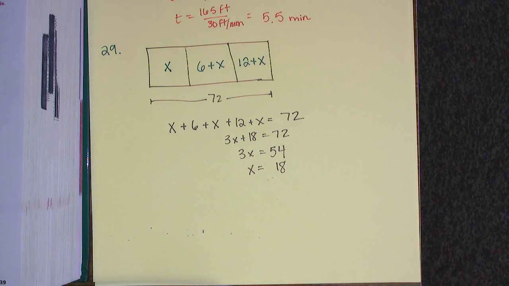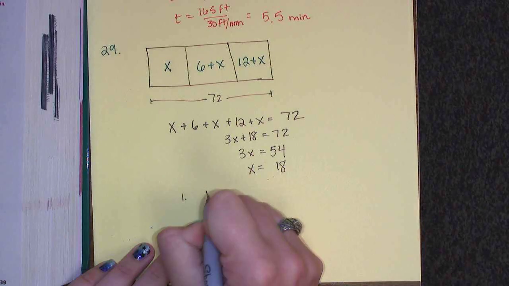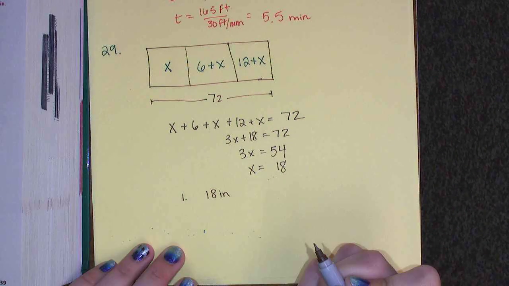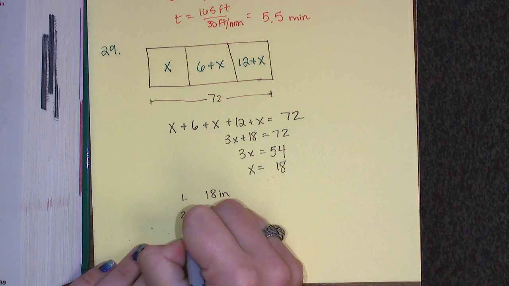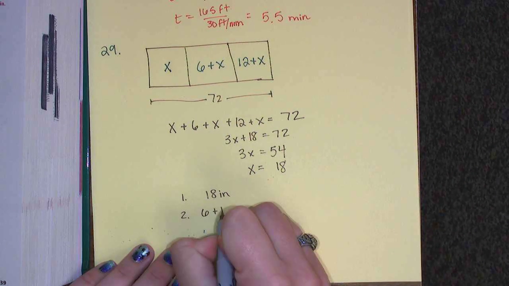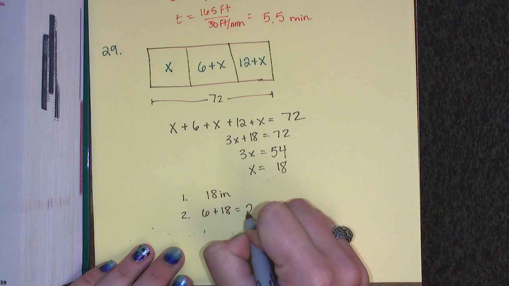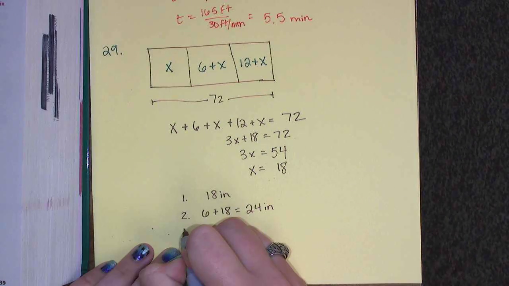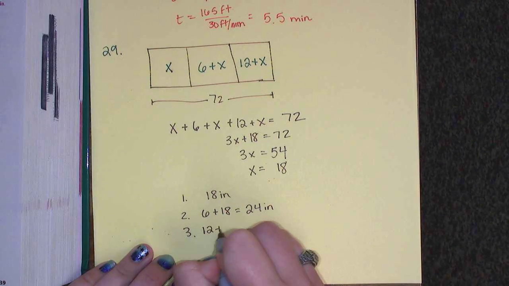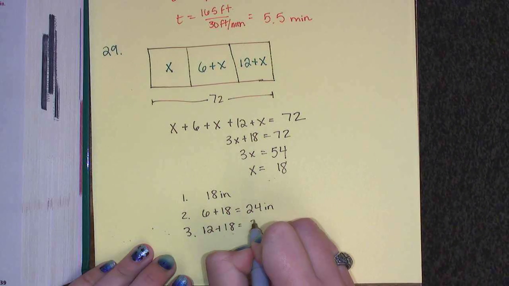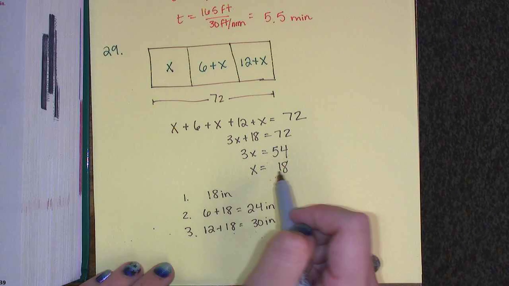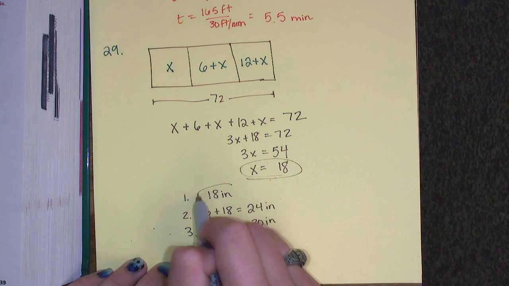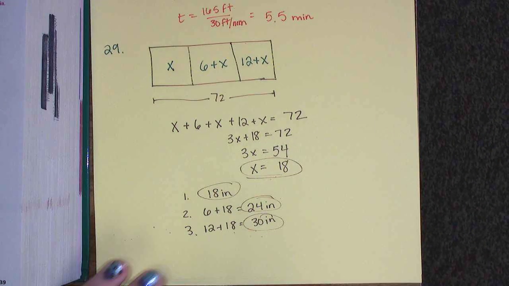Okay, so now we plug 18 into each of these equations to figure out the lengths of each piece. So the first piece is just going to be 18 inches, because it was just x. The second piece is going to be 6 plus 18, just 24 inches. And then the last piece is 12 plus 18, which is 30 inches, okay? So you have to show what x is equal to, and then you have to show what each of the pieces comes out to be equal to with a problem like this.